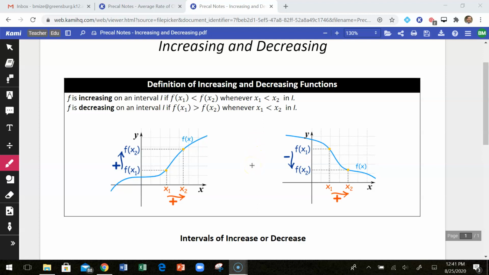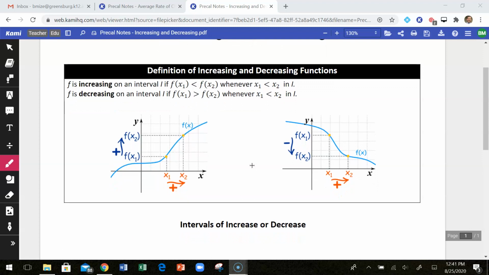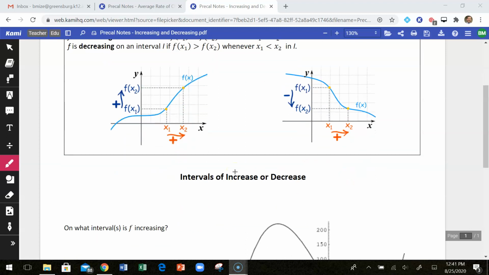Now, whenever you tell me an interval in which the graph is going up or going down, all you're telling me is from what x-coordinate to what x-coordinate it is going up or down. So you kind of ignore what the y-coordinates are. You just want to make sure that the graph is going up or going down over that interval.